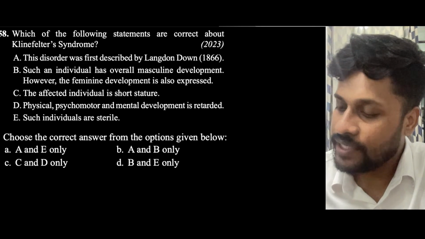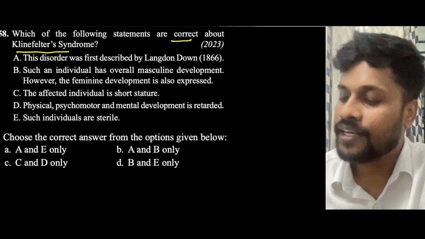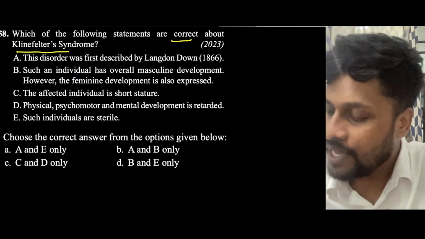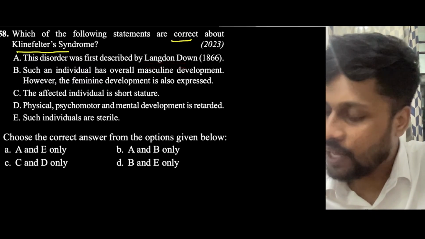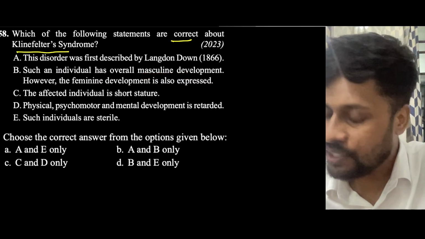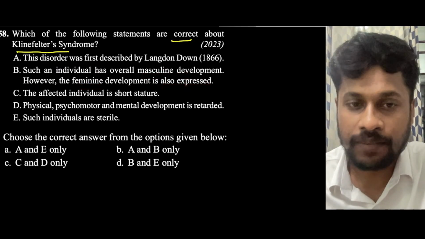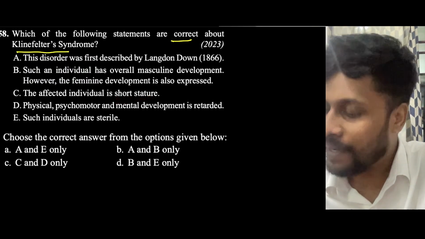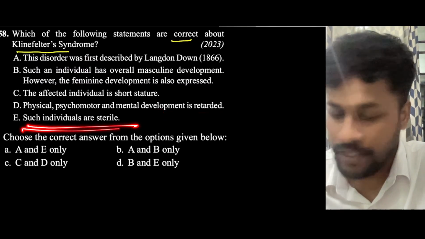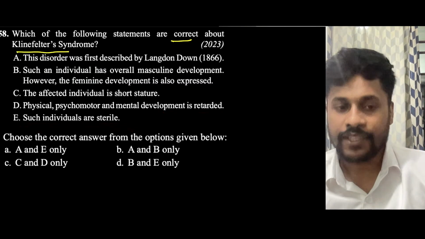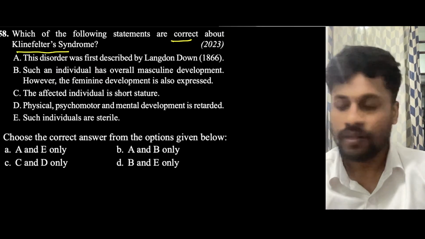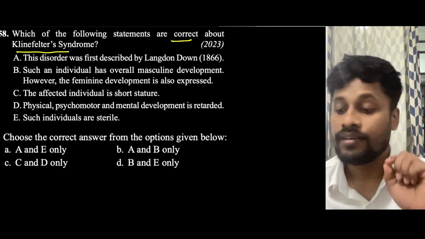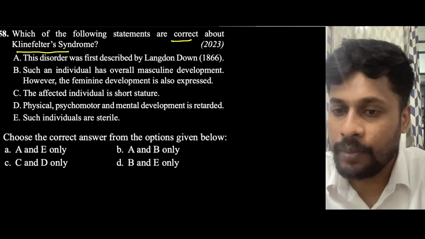Which of the following statements is correct about Klinefelter syndrome? This disorder was first described by Langdon Down. Such an individual has overall masculine development, however, the feminine development is also expressed. The affected individual is of short stature, physical, psychomotor, and mental development is retarded. Such individuals are sterile. Guys, what will be the answer here? You know what Klinefelter syndrome is, right? First of all, Klinefelter syndrome is present in males, right? So what will be the ploidy?